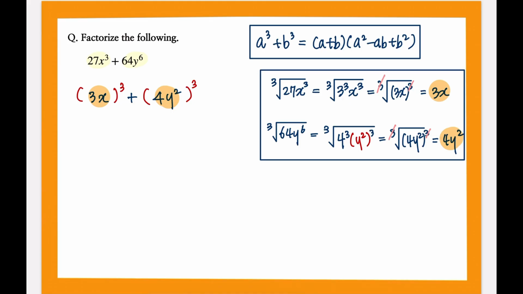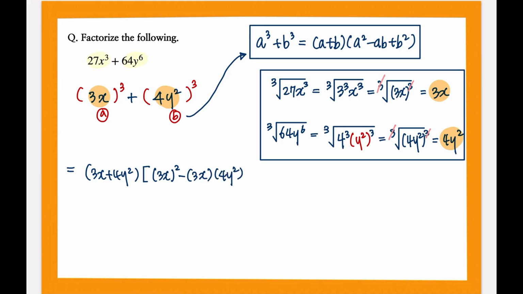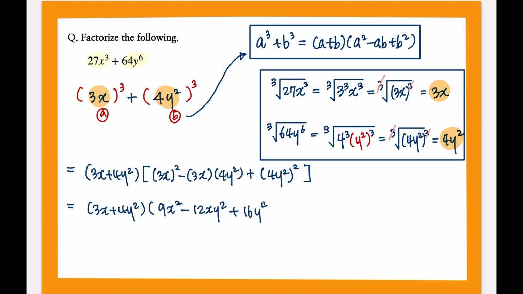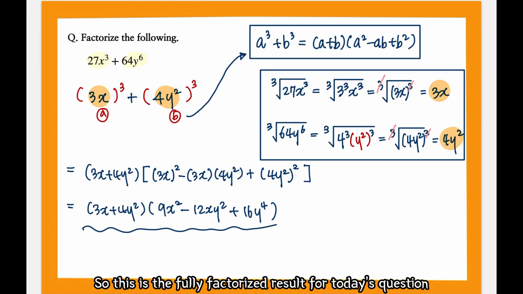Now let's think of 3x as a and 4y squared as b, and apply the formula, which is equal to (3x plus 4y squared)((3x) squared minus 3x times 4y squared plus (4y squared) squared). Simplify the following, then we get (3x plus 4y squared)(9x squared minus 12xy squared plus 16y to the 4). So this is the fully factorized result for today's question.